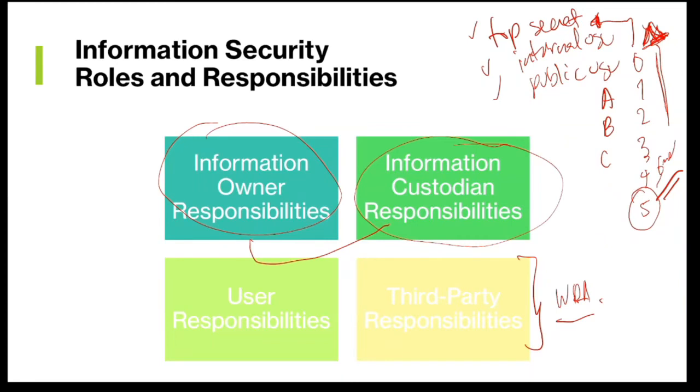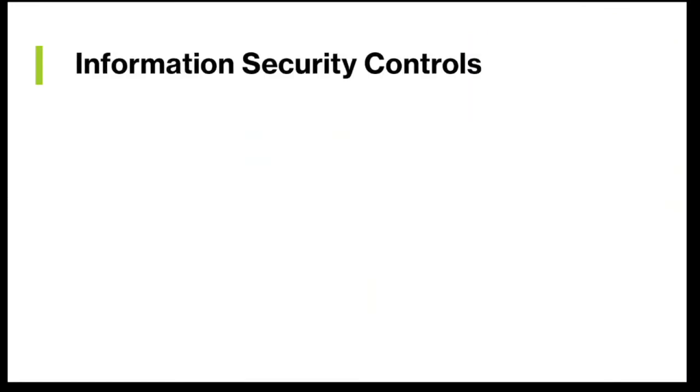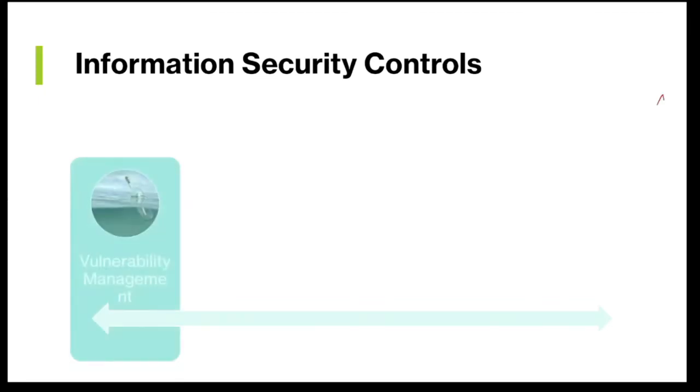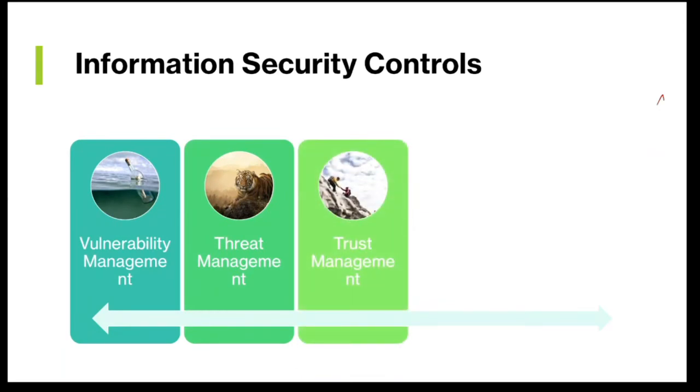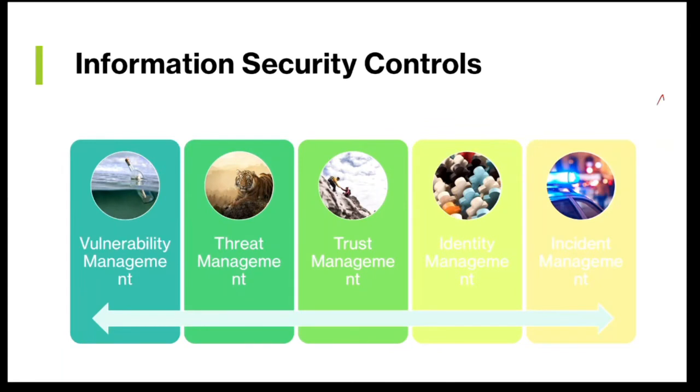Moving on to the second to the last topic. Now we have discussed the threats and the risks to information security. What can we do, or what controls can we apply? There's vulnerability management, threat management, trust management, identity management, and incident management.